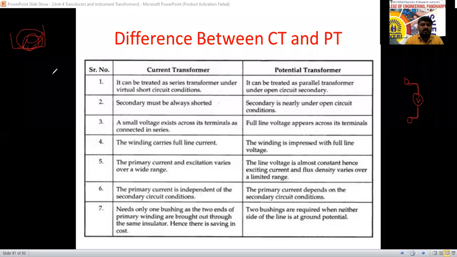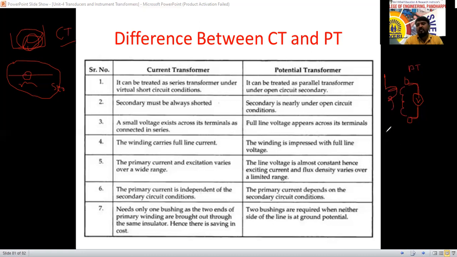Here the line is there. We are going to consider this line as the primary and the secondary here. So the CT is connected in series. Sometimes this current transformer is also called a series transformer. In the potential transformer, PT, the primary winding is different, the secondary winding is different. Here we take one point and connect it with respect to the ground. So it is connected in parallel. This potential transformer is also called a parallel transformer.